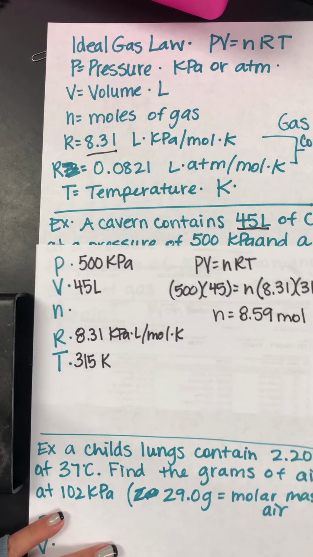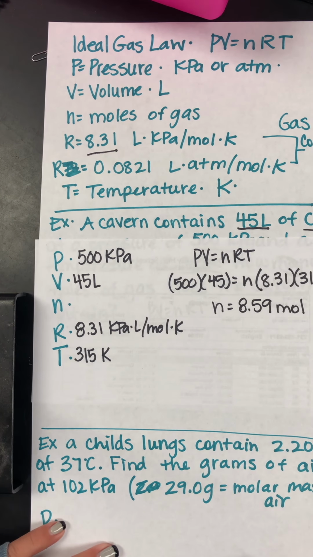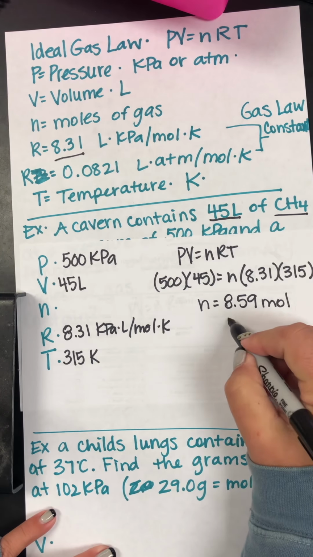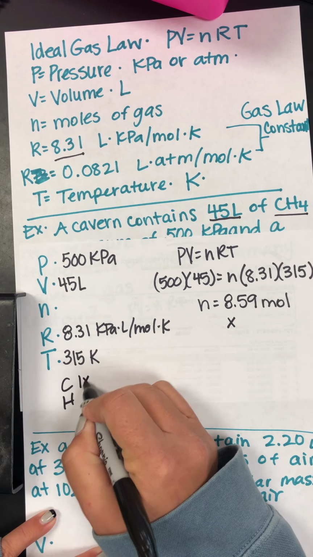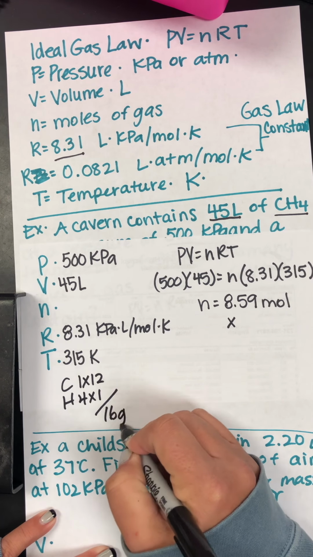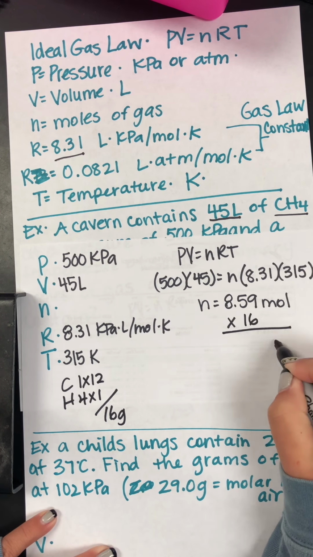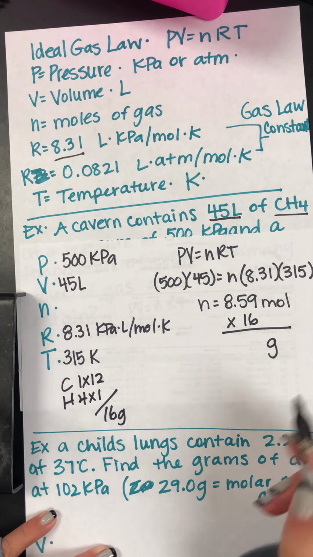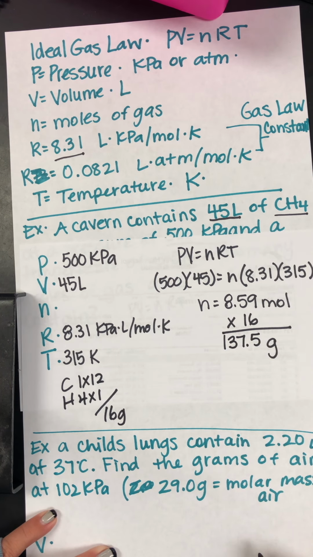that says find the grams. In that case, I know how to go from moles to grams, right? I can take the moles times the mass. It tells me I have CH4, so one carbon at 12, four hydrogens at 1, which gives me a total mass of 16 grams. So moles times the mass will give me my grams. I'm going to take my 8.59 times 16, and that's going to give me 137.5 grams.